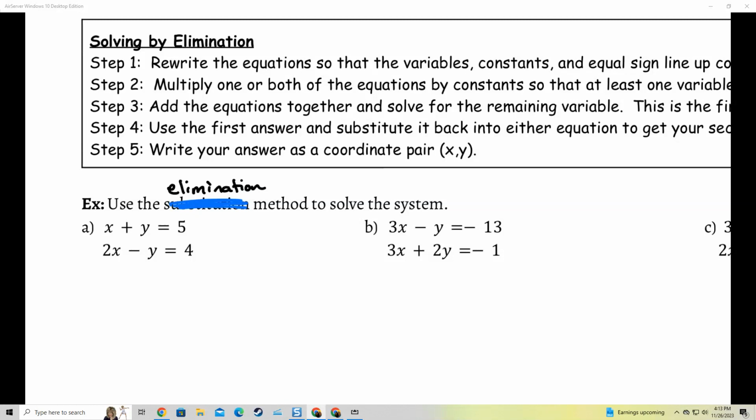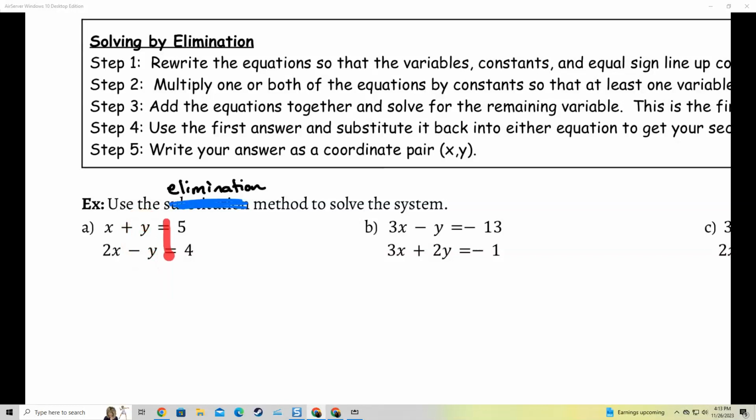To solve the system, x plus y equals 5, and then 2x minus y equals 4. The first thing I want you to notice is that these are opposites of each other. Well, first of all, let's notice this. You see the x and the 2x? These are lined up, but they're not opposites of each other. Here, I got a y and a negative y. These are opposites of each other, and that's very, very important.